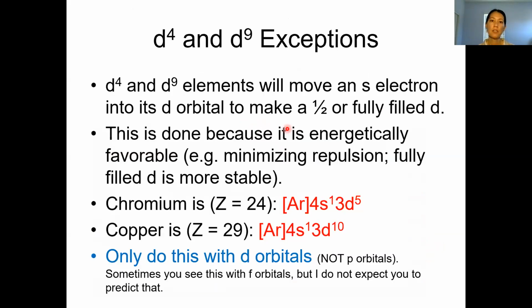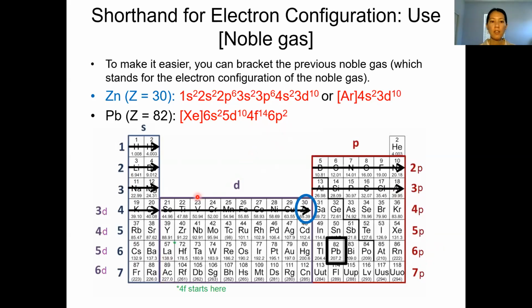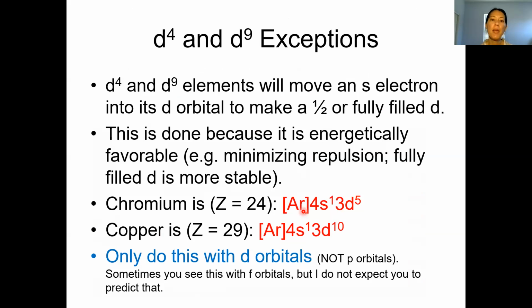There are 2 exceptions I need to talk to you about, and that's in the D4 and D9. So D4 is 1, 2, 3, 4, this chromium, molybdenum, tungsten column, and D9 is here, copper, silver, gold. Just to let you know, these guys are just 1 electron away from getting to a half-filled D, and these guys, D9, are just 1 electron away from getting to a fully filled D. If you can make a fully filled or half-filled D orbital, this is energetically favorable. Some of the reasons involved just basically minimizing repulsion, and also a fully filled D is more stable.